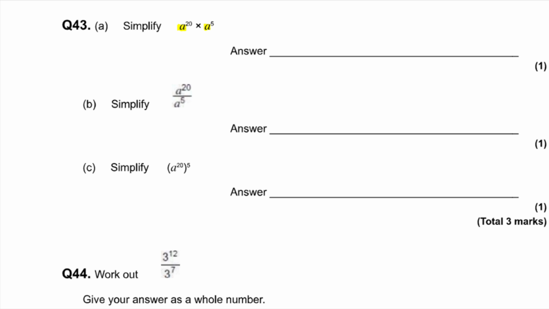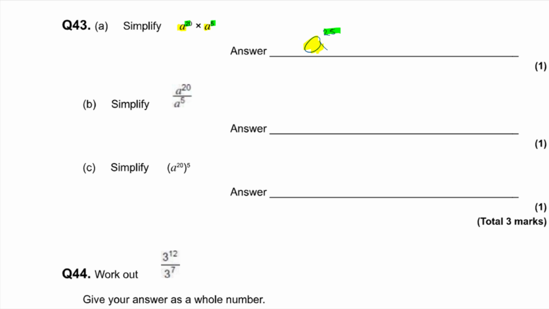Question 43, a to the power of 20 times a to the 5. I've got 2 numbers with the same base. I'm going to multiply them together, so I'm going to add those indices together. That's going to be a to the power of 20 plus 5. That's a to the power of 25, isn't it? A stays the same. Add the indices, you're going to get 25.